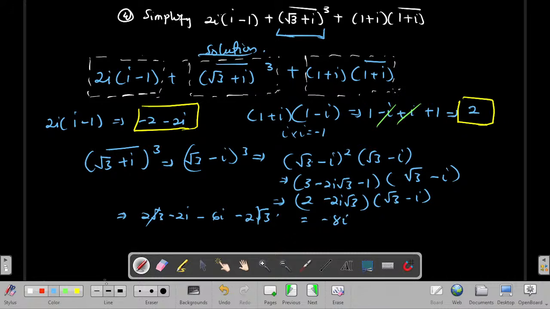So now, let's come back to our problem. We have negative 2 minus 2i for the first part. Then I have for the second part minus 8i. Then for the last part, I have plus 2. So how do I solve? You know that plus 2 can go away with this plus 2. And what is my answer? My answer is simply minus 10i.